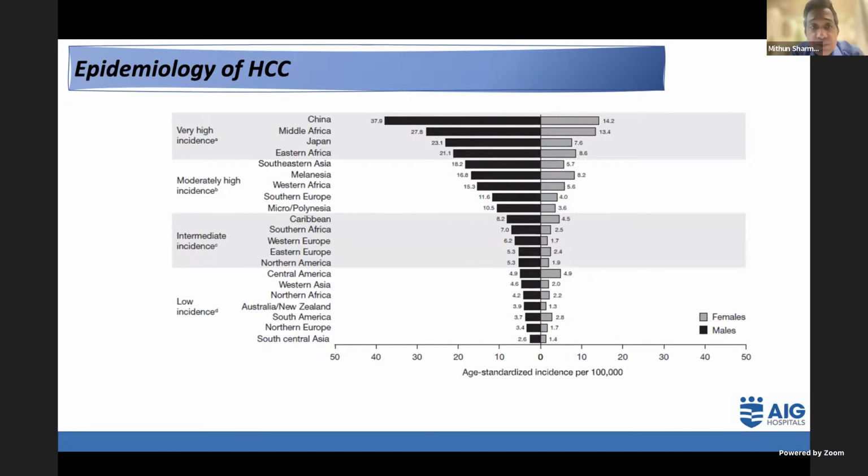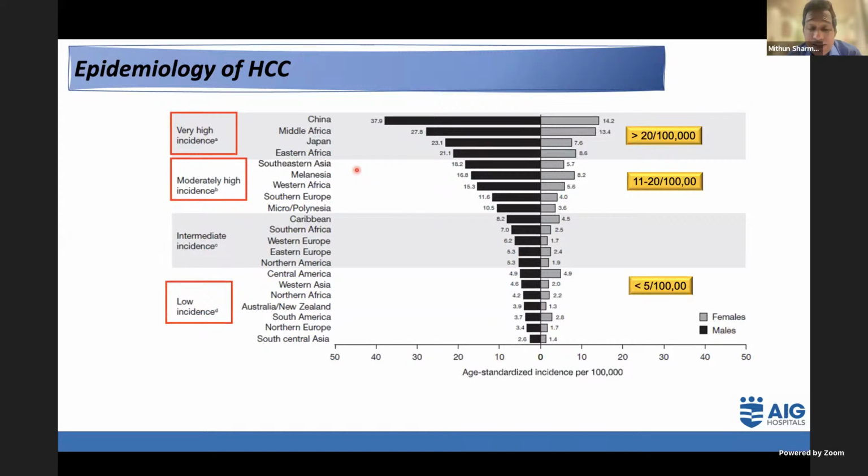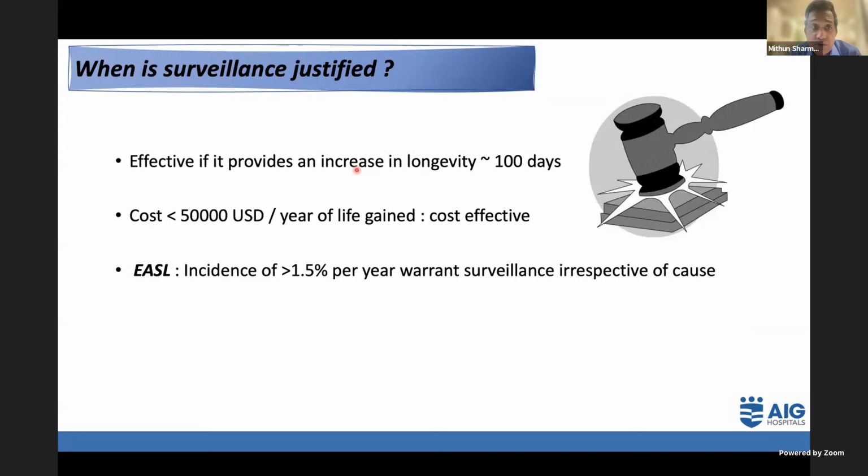When we talk about the epidemiology of hepatocellular carcinoma, it can be divided into different zones. There are countries where the incidence of HCC is very high, more than 20 cases per lakh of population, in countries like China and Japan. Between 11 and 20 cases per lakh is the moderately high incidence zone. If it is less than 5, it falls into a low incidence zone, in countries like Australia and New Zealand, Western Asia, Africa and Central America. And then we have regions with intermediate incidence of hepatocellular carcinoma.